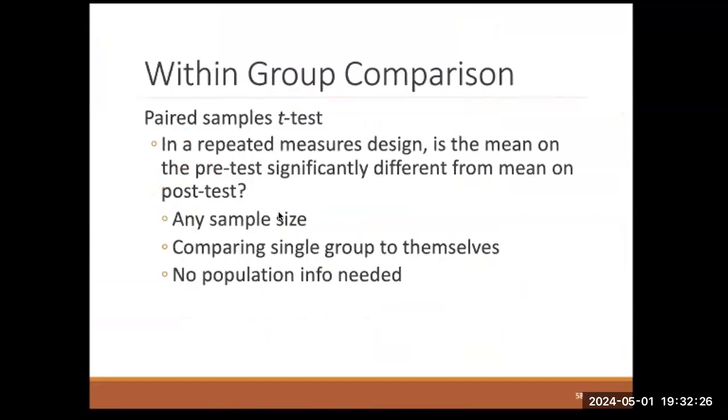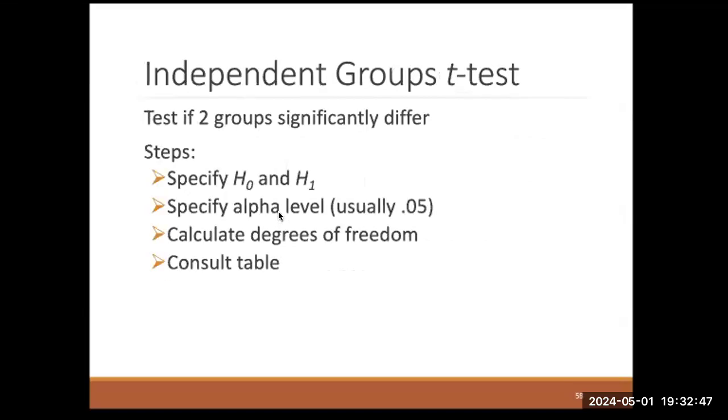The within group comparison would be the dependent samples or paired samples t-test. So what we're asking here is, is the mean on the pre-test significantly different from the mean on the post-test? Again, any sample size, we are comparing one group to themselves. Don't need population information. And with the independent group t-test, we're looking at whether two groups are significantly different.